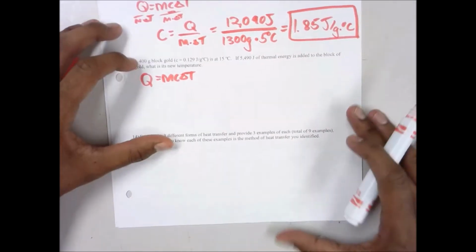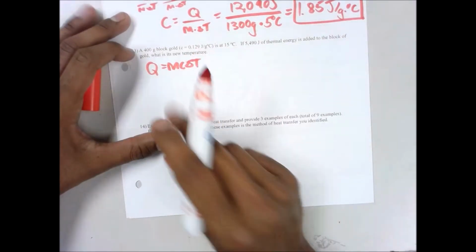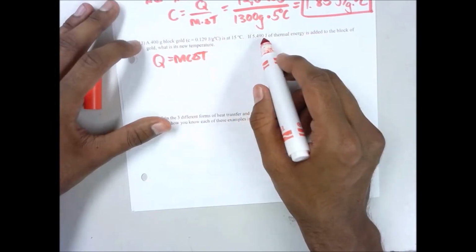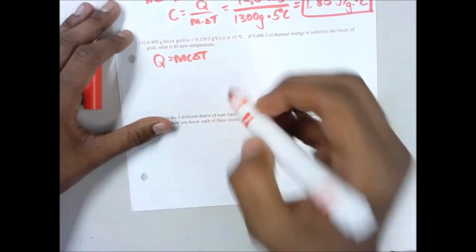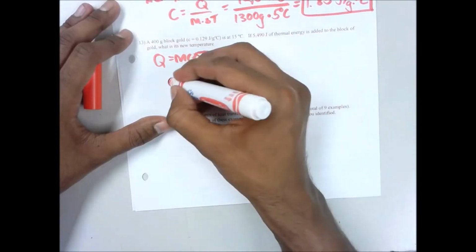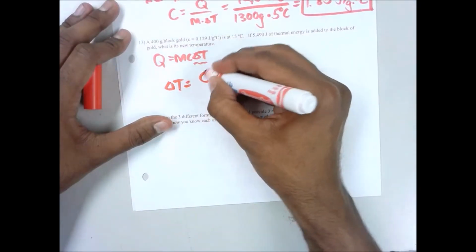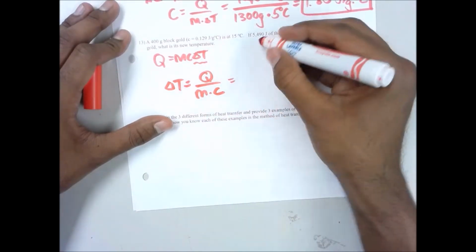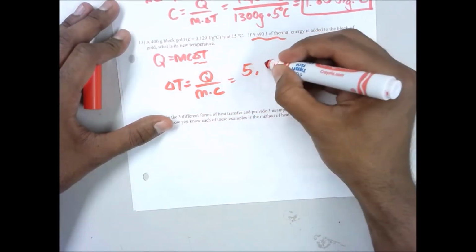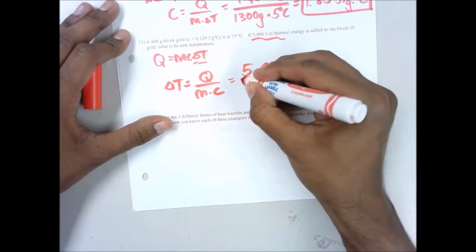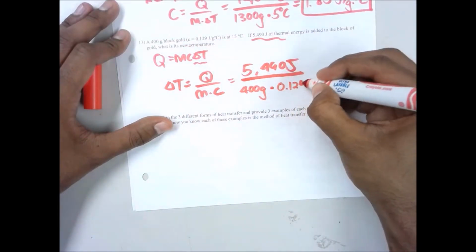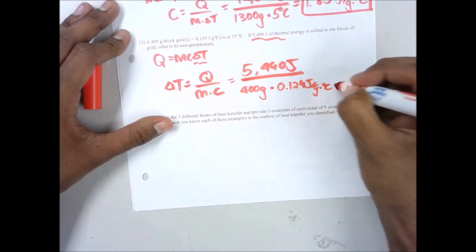All right, final question. Oh no, we have two more questions. A 400 gram block of gold is at 15 degrees Celsius. If 5,490 joules of thermal energy is added to the block of gold, what is the new temperature? So we know that we're looking for the change in temperature. So delta T is equal to Q divided by M times C. In this case, Q is this 5,490. The mass is going to be 400 grams. The specific heat capacity is going to be 0.129 joules per gram times degrees Celsius.